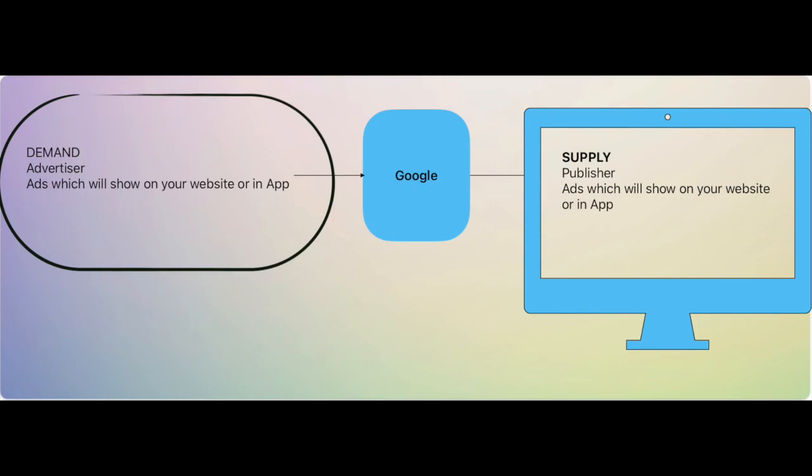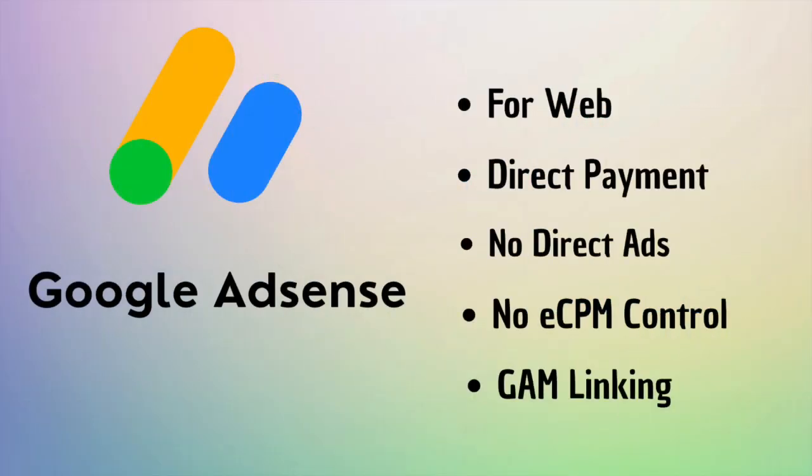When you as a publisher or app developer implement the ads, you are providing the supply to the advertisers, and the advertiser is providing you the demand, and Google is the main entity between the two, and that's how the revenue gets generated. So these are the demand sources. AdSense is a demand source for web and mobile web.